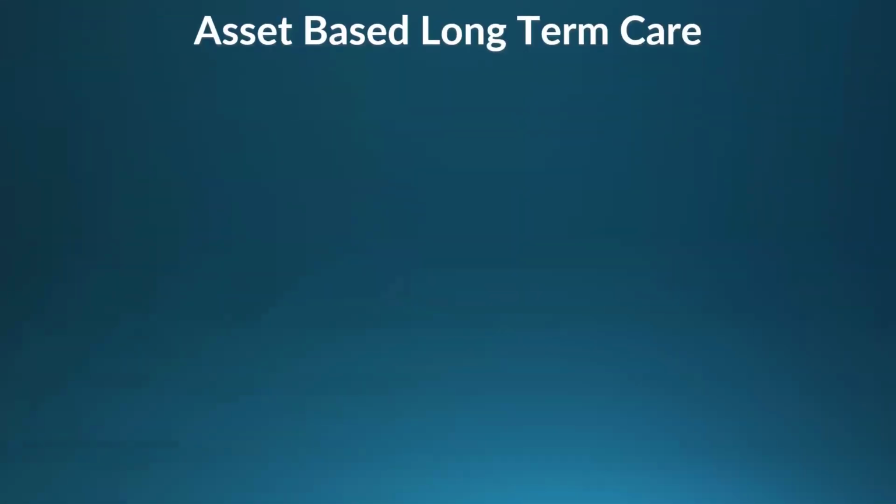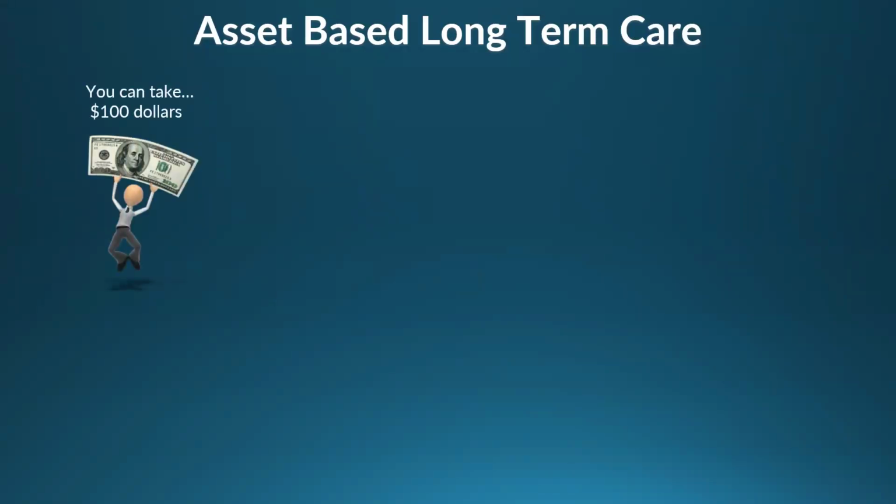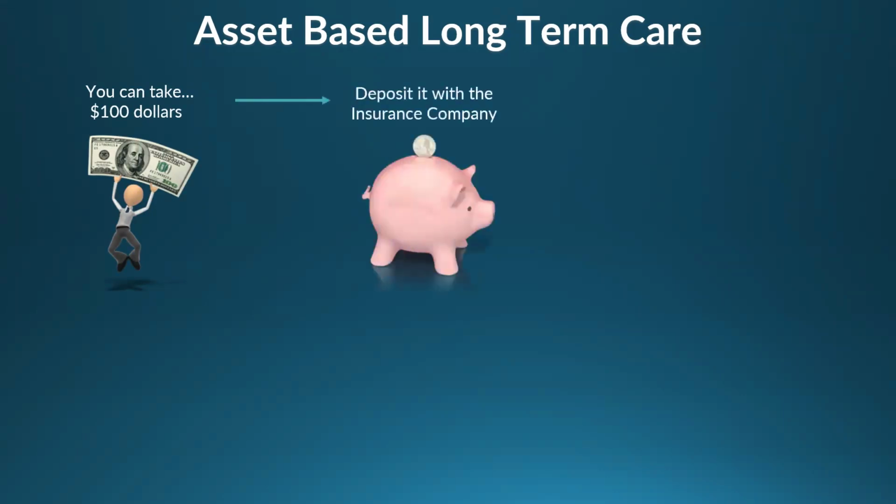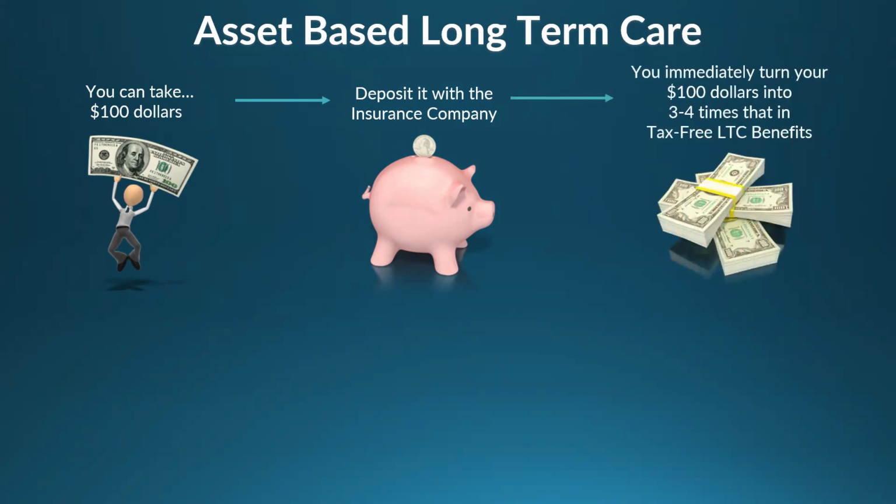So when I look at these new policies, they're called asset-based long-term care. You're going to take your money and deposit it with an insurance company. There again, it can be life insurance based, it can be annuity based, depending on the situation and what's best for you and your client. Once we put that in, that premium can be turned into something that might be 3, 4, 5 times the benefit that you would have had if you were paying for it out of your own pocket.